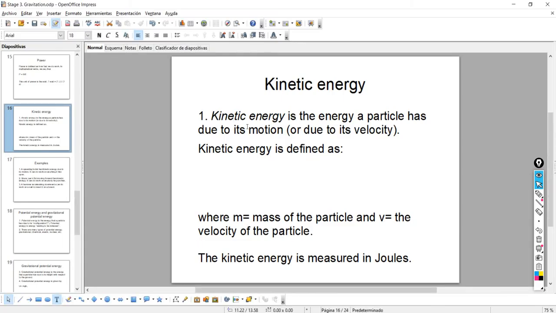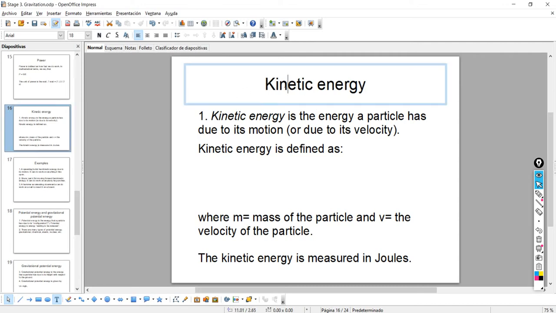Hello class, welcome to today's lesson in which we're going to continue understanding the concept of energy. If you remember guys, I already told you that energy, this concept of energy, is basically the ability of a particle to do work on some other thing, right? And I gave you the example of the box in motion doing work on a spring, right?